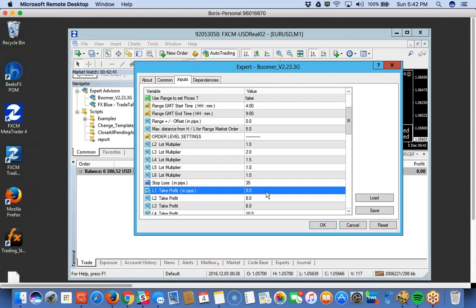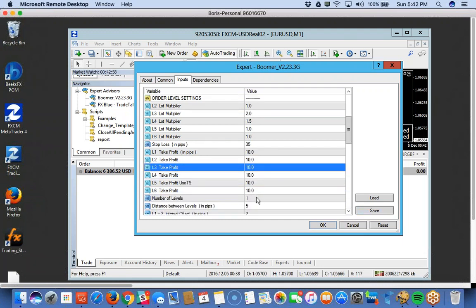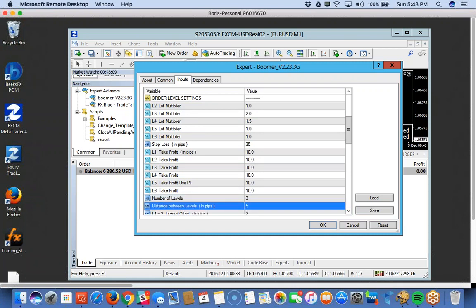And our take profit on the first position is 10. Our take profit on the second position it's always 10 in this Boomer Classic structure. It's always 10, right? Okay. And the final 2 things that we need to set up is how many levels are there. There's 3 levels. This is the Boomer Classic structure, and the distance between the levels is 10 points, right? That's how it works, right?